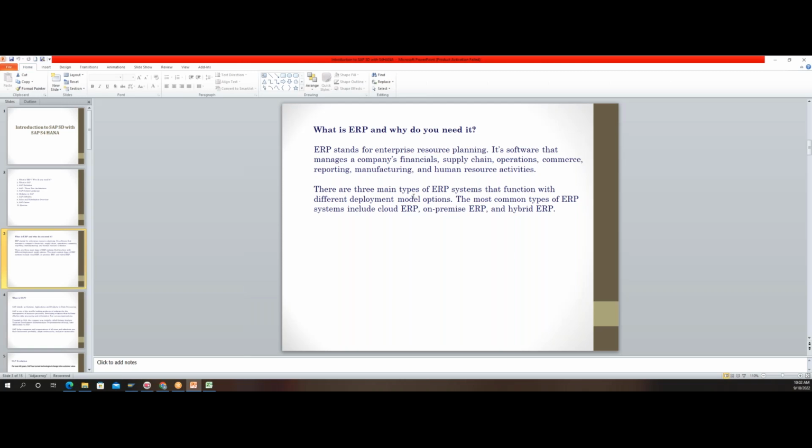Now, what is a hybrid ERP? Hybrid ERP is, say, for example, you are into banking and you want to safeguard certain information, and some information you can put on a public cloud or a private cloud.